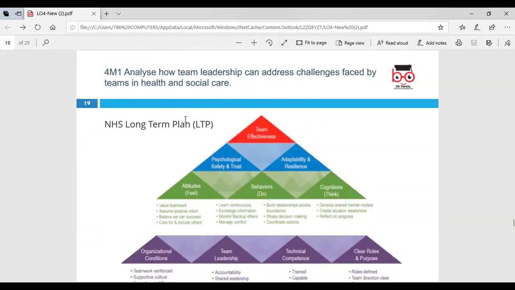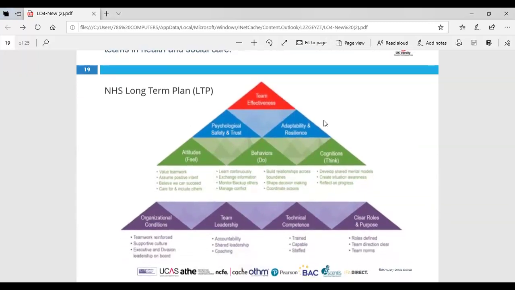So the NHS has a long-term plan. Obviously, it has multiple multidisciplinary teams working towards the achievement of their long-term plan. So the basic aim obviously is regarding patient satisfaction and patient quality of care, which they aim to improve. So they have team effectiveness, within which they have psychological safety and trust, they have adaptability and resilience, they have attitudes, behaviors, and cognitions.